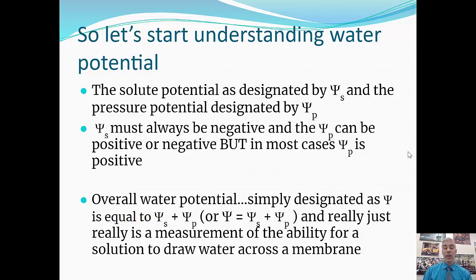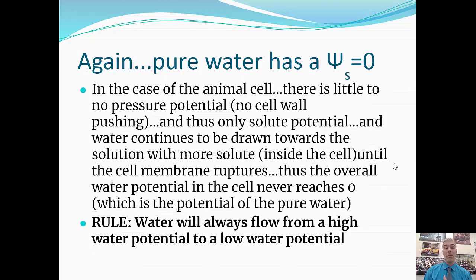Okay. And remember, it's just the ability for a solution to draw water across the membrane. Pure water has a solute potential of 0. And as I mentioned, in the case of animal cells, there's no pressure potential, only solute potential. Water will continually be drawn towards the solution with more solute inside the cell until the cell membrane ruptures. And because of that, especially if you put a cell in pure water, that's never going to stop, so it has to rupture.